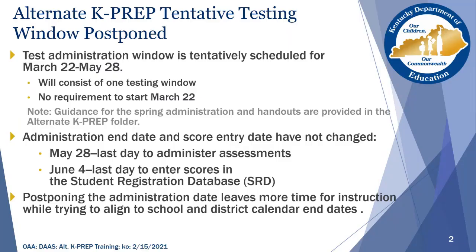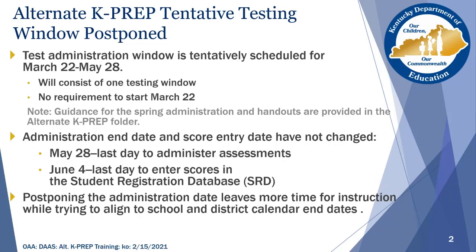Before we jump into the presentation today, I want to share as a reminder, the decision was made in January to postpone the first testing window for the alternate K-Prep that was scheduled for February 15th, and it was decided to combine the two windows into one large window, allowing us to push the start date out further. There will be one testing window for the alternate K-Prep that begins on March 22nd.